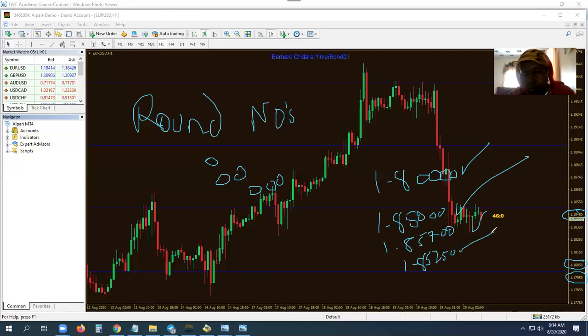But in terms of importance, the more zeros a number has, the stronger the number is. So if you have a number with 3 zeros, it is a stronger support or resistance than a number with 2 zeros. And 3 zeros will be better than 2 zeros. 2 zeros will be better than 1 zero.